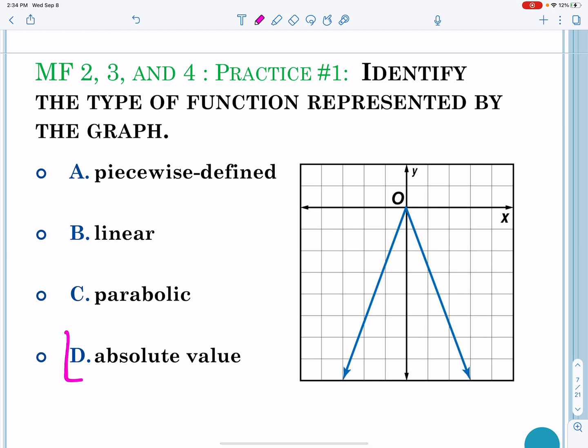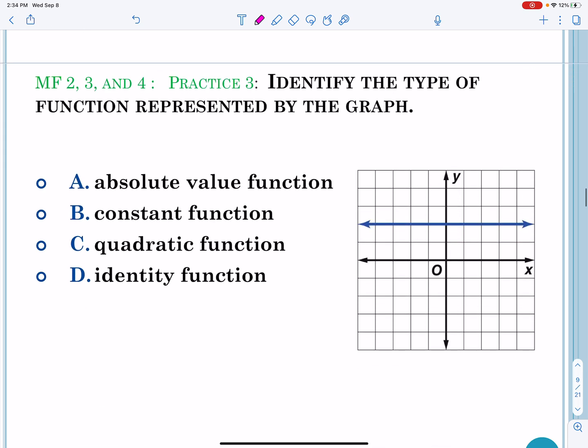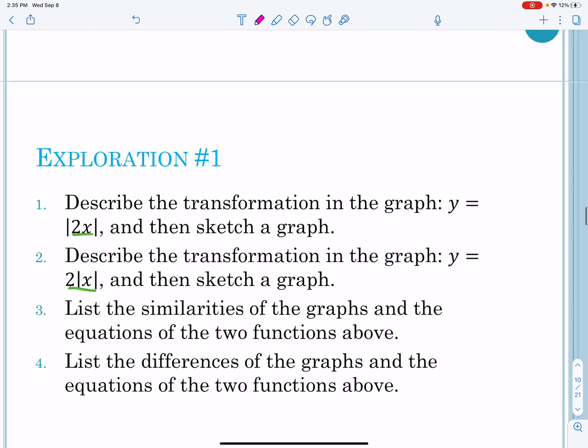If it's a V, it's an absolute value, right? If it's a parabola, identify the function. Type of function would be a name. So you're going to say quadratic. Okay, on the next one, it is a horizontal line, so that is a constant function. So on your homework tonight, you just have to state the type of function.